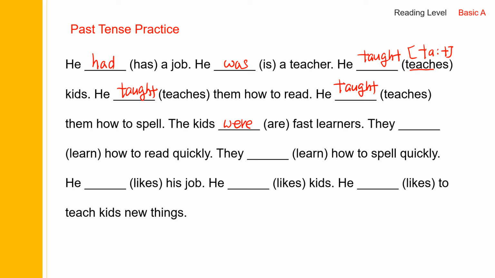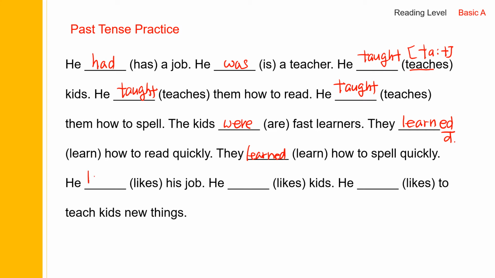The kids were fast learners. They learn, L-E-A-R-N, and then it's regular. So put E-D, and this E-D sounds D. You say learned. They learned how to read quickly. They learned how to spell quickly.